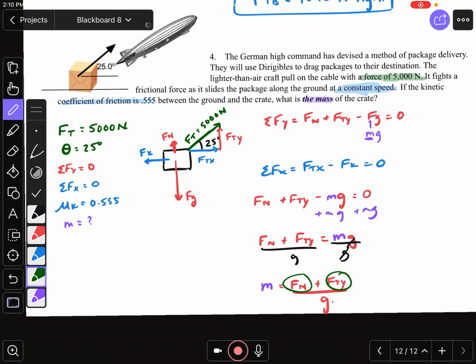So, to find Fn, I am going to think about what other equation has Fn in it. And when I think about what other equation has Fn in it, the friction equation comes to mind. I have that the force of friction is equal to mu k times Fn.